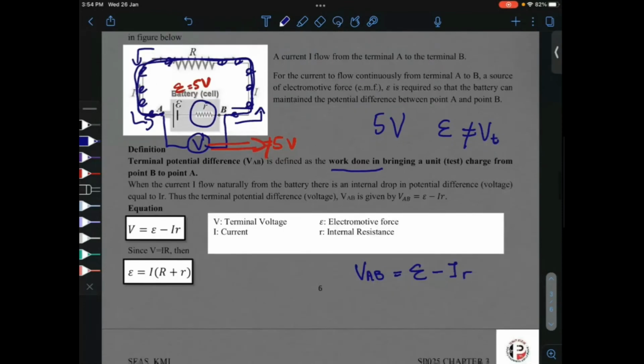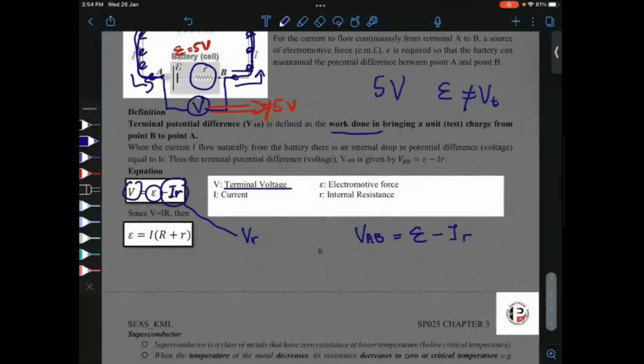Okay, so V dekat sini adalah terminal voltage. Terminal voltage is equals to the total power minus the current that passes through the internal resistance. Sebab current yang passes through the internal resistance also give you potential. Okay, V is equals to IR adalah Ohm's law. So kalau dia across internal resistance, so voltage dekat sini adalah across internal resistance punya. So basically what happen dekat sini adalah apa yang kamu kena faham.